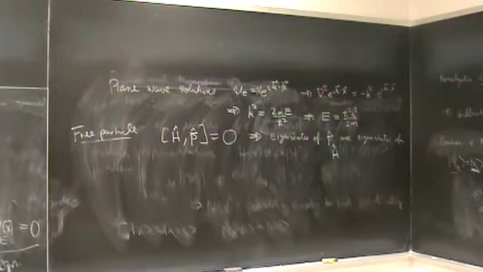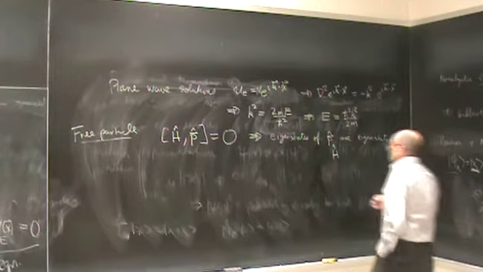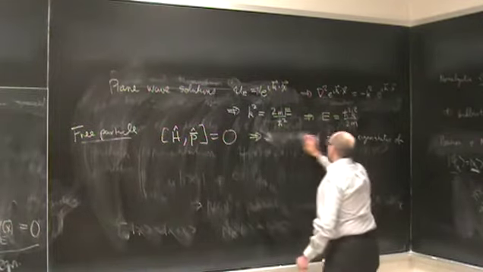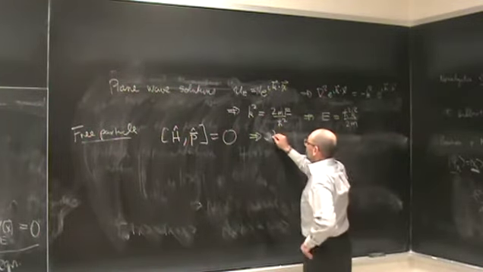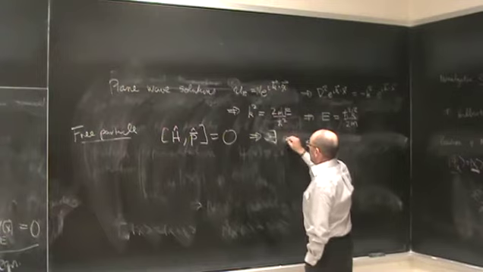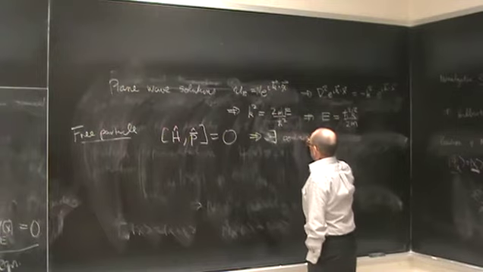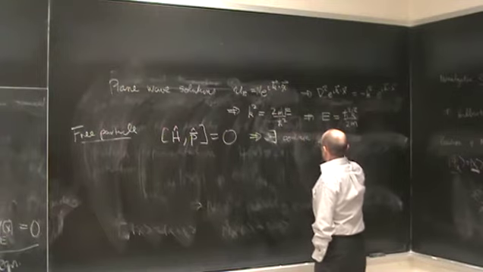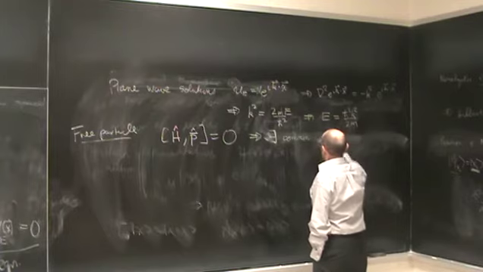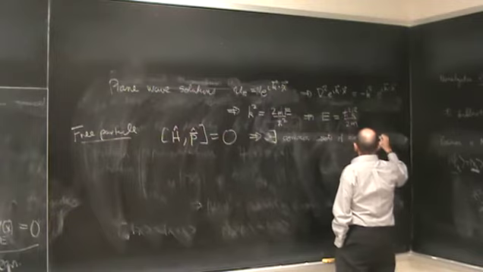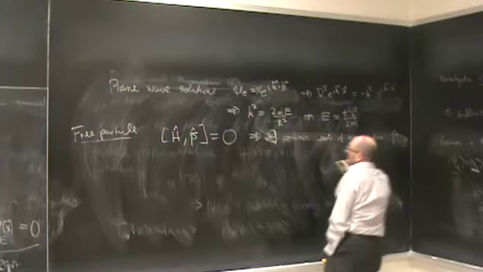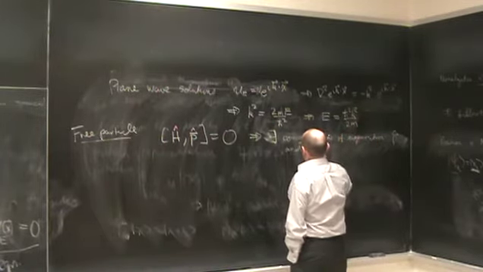There exist common eigenvectors. Let me write it that way because it's a subtle point that I'm going to emphasize in a moment. There exists common, complete, or common sets of eigenvectors of the momentum operator and the Hamiltonian.